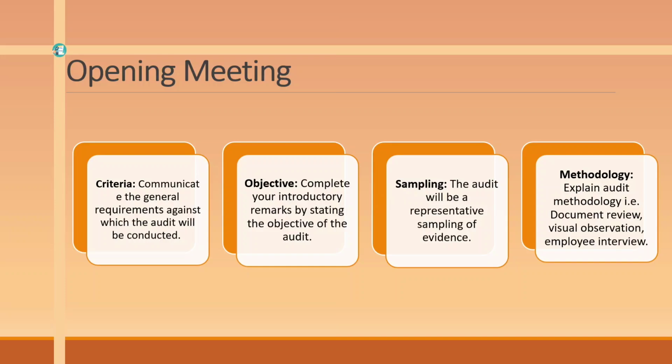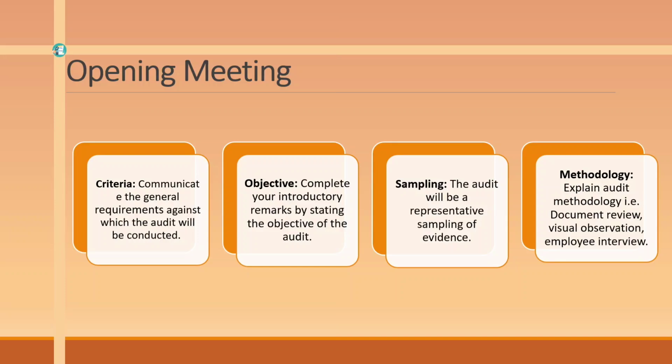Criteria. Communicate the general requirements against which the audit will be conducted. This usually includes the standard like ISO 9001 and the organization's own policies and procedures. Objective. Complete your introductory remarks by stating the objective of the audit. Possible objectives include preparing for ISO 9001 certification, addressing organizational weakness, and identifying opportunities for improvements.